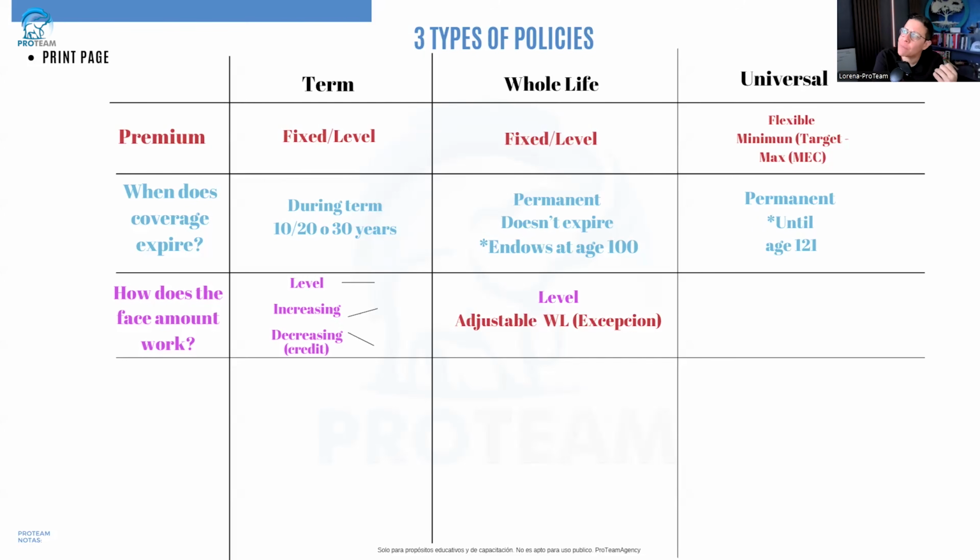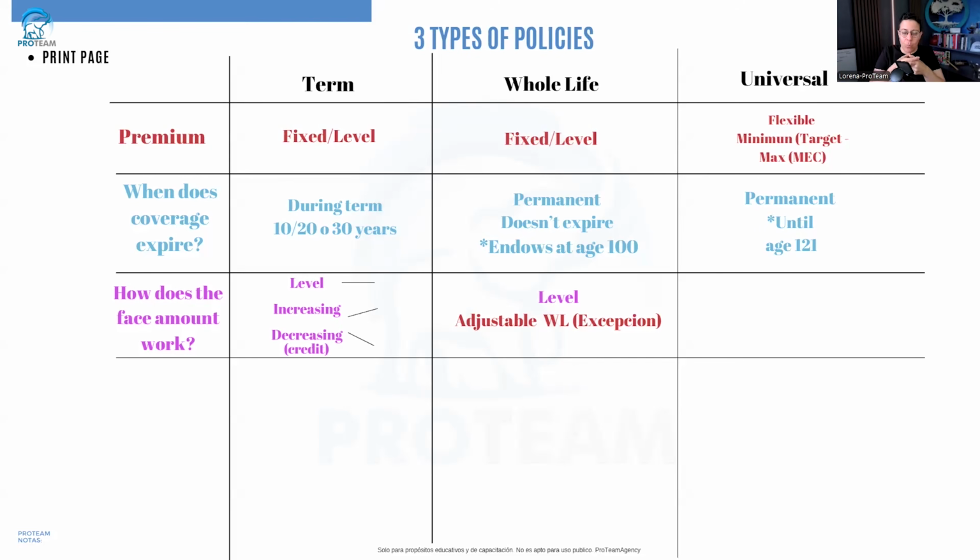Adjustable, I tell people, if universal life is like leggings, which means they will mold to whatever your need is, whatever your size is, then an adjustable whole life policy is like a belt, okay? Yes, you can adjust it, but you have to adjust it manually, meaning you have to make a change. Or if you make the change on one end, it's going to change the size of the belt.